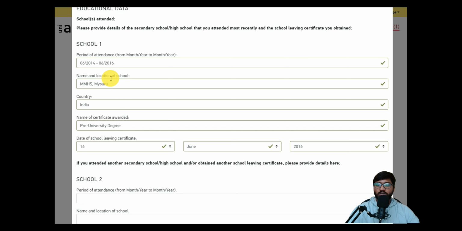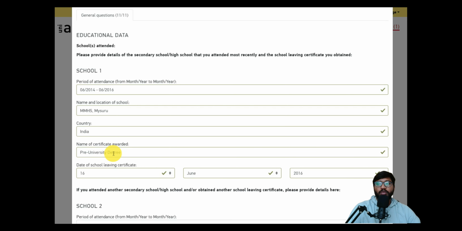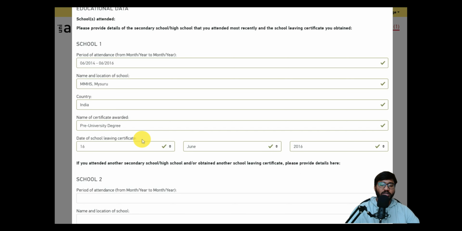That will be for 2 years, and the name of the college and school will be Marimalapas High School or Marimalapas Pre-University College, where I studied. Then it is in Mysore. Then the country would be India. Then the name of the certificate awarded is pre-university degree. If this is not the name of the certificate awarded for you, please look into your 12th certificate and just give the certificate name that they have issued for you. So that will be your name of the certificate awarded. Then the date of the school leaving certificate, or when you have finished, will also be mentioned in your second PUC marks card. So this is your school 1.